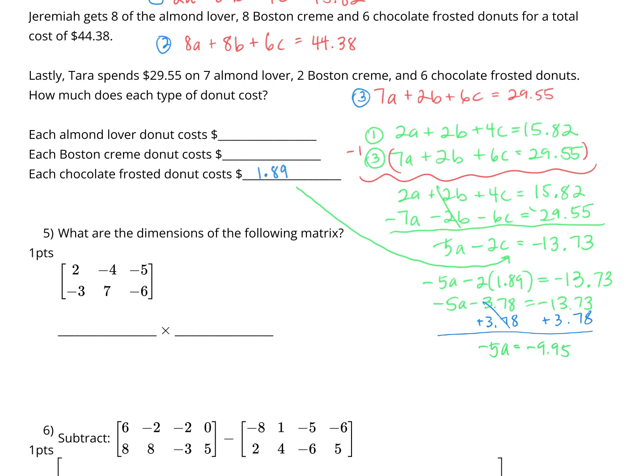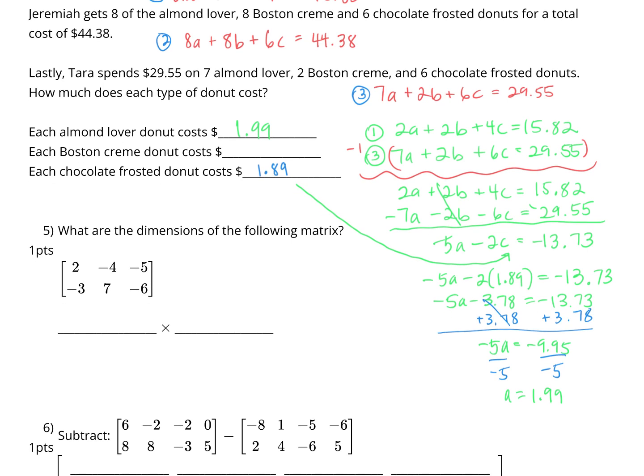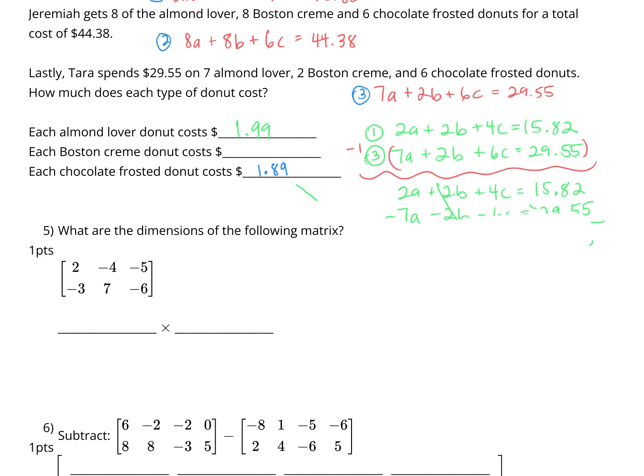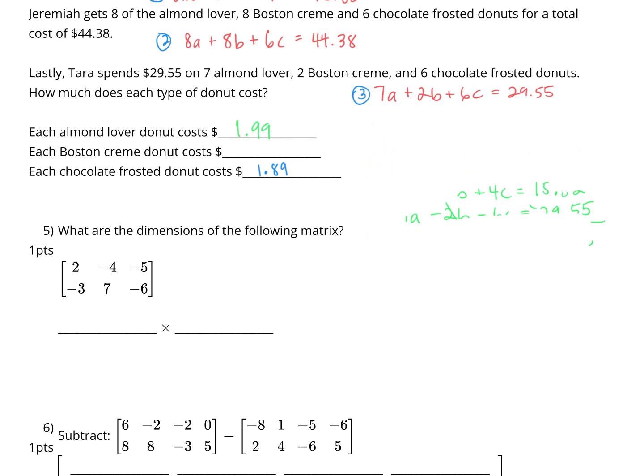And then we would divide by negative 5 to find A. So 995 divided by 5 is 199. Okay, so A is 199. So that means the almond lover is $1.99 each. Once you find two variables, you simply plug those into one of your original equations to find the value of the third variable.